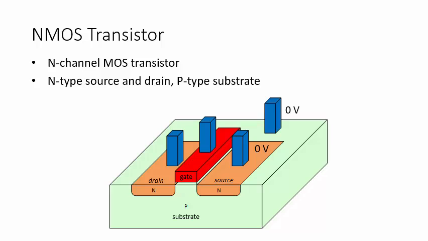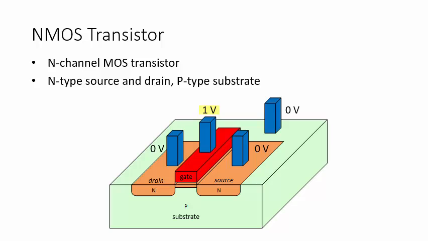When you apply 0 volts to the gate, the source and drain remain isolated. The drain is not connected to anything electrically, so we say that it is floating. There's basically nothing going on here. On the other hand, if you apply 1 volt to the gate, something interesting happens in the channel.